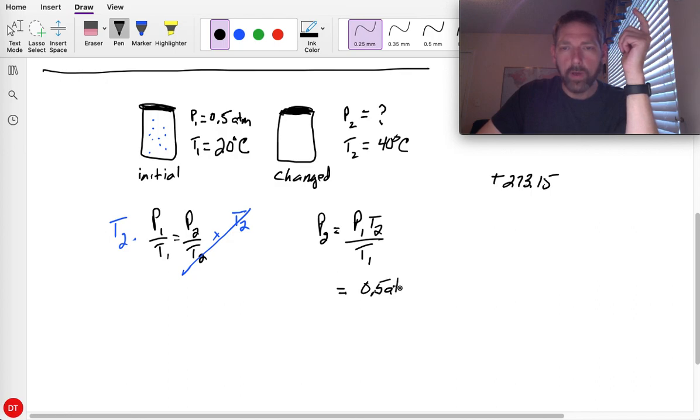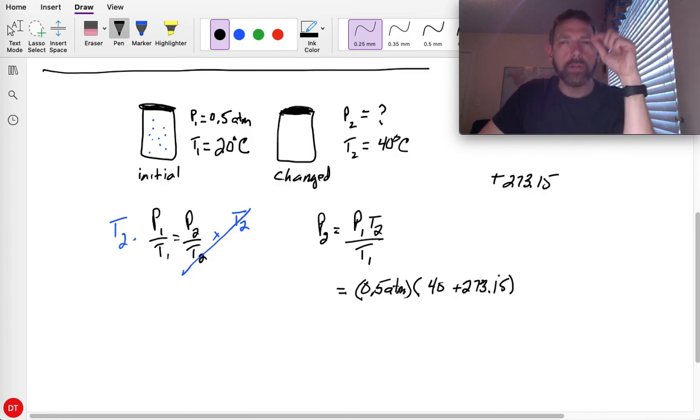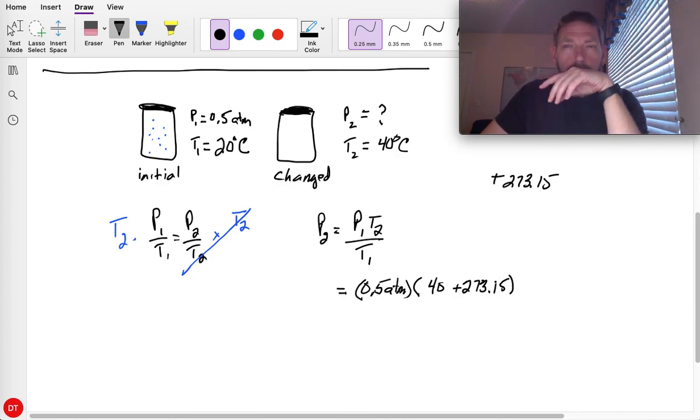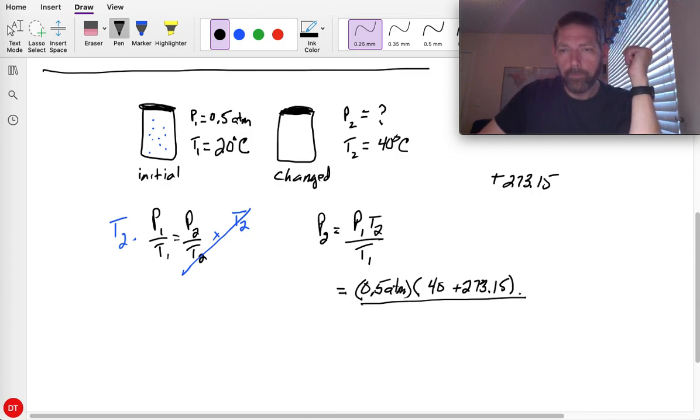0.5 atmospheres times T2 is 40 plus 273.15. Once we add those two together, we will then bring in our unit Kelvin. All right. And then T1 was 20 plus 273.15. Now, I just need to make a note.